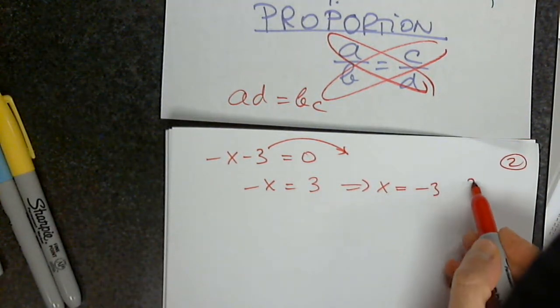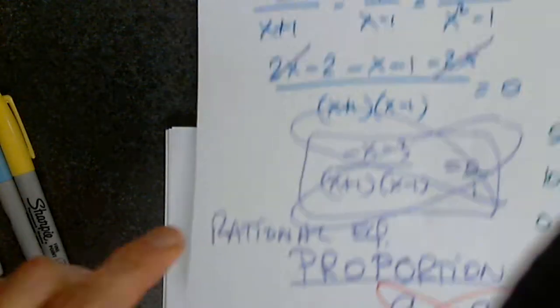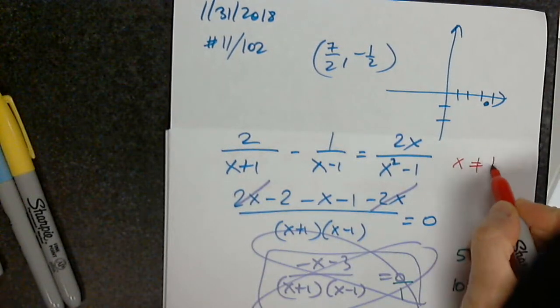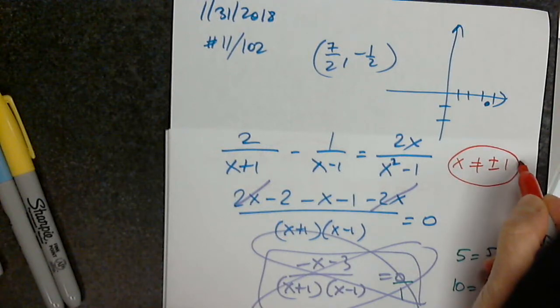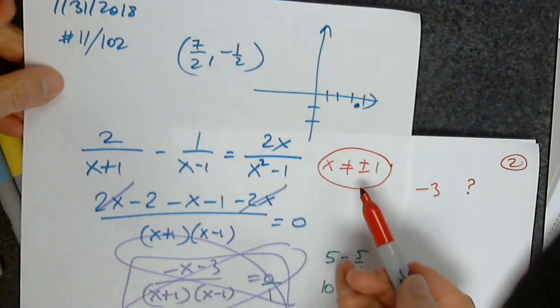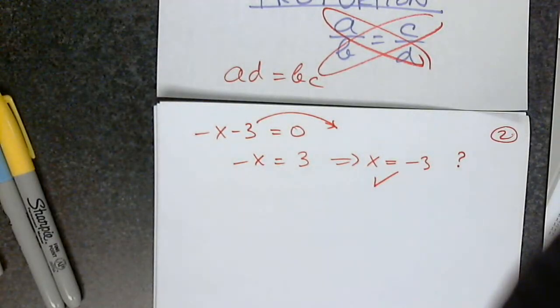Awesome. I have a little question mark because I have to go back and check. We had two restrictions. I didn't copy them, but we had two restrictions, x not equal plus or minus 1, at the beginning, last time. So is negative 3 here? No. So it's okay. That is the solution. Awesome. Any questions about solving rational equations? Should we pick another?